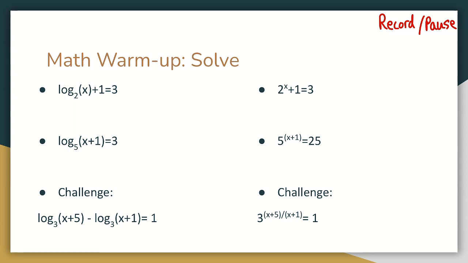So we're gonna look at these warm up problems together. On this first one, it looks like we're going to need to subtract 1 to isolate the logarithm. So we'll have log base 2 of x is equal to 2. And then we're going to rewrite that into an exponential, and it will be 2 squared is equal to x. 2 squared is 4 equals x. And let me know if you have questions along the way. I'll be happy to stop and answer those as best I can.